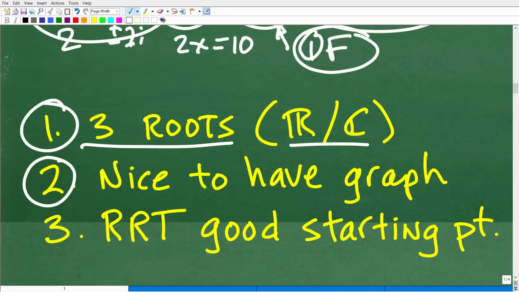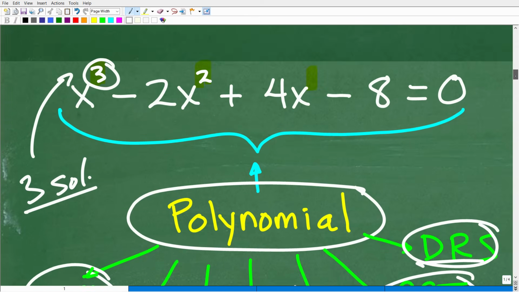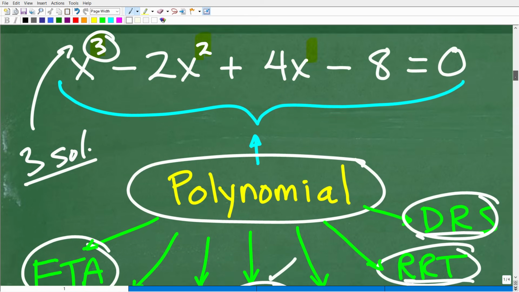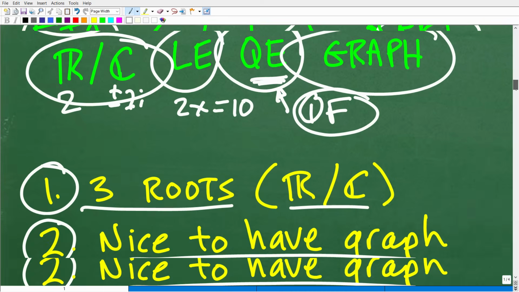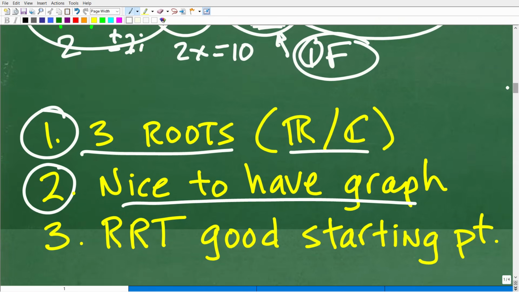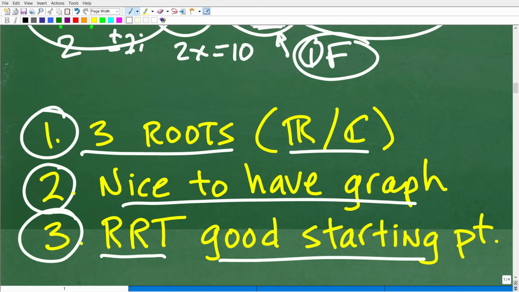Now, it would be nice to have the graph, and if you're pretty good at graphing, we could literally graph this polynomial. That would be a problem in and of itself if we don't have a calculator, but we could construct it and get an idea of what type of roots and where those roots are, these solutions. But the best thing to do here is to start with the rational root theorem, okay? This is our main starting point.